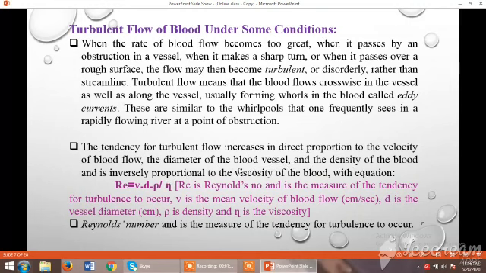This is the equation known as the Reynolds number. It is abbreviated like this: R = VdP by eta. You can see R is the Reynolds number, a measure of the tendency for turbulence to occur. V is the velocity of blood flow, d is the vessel diameter, and the next is rho, the density, and eta, the viscosity.